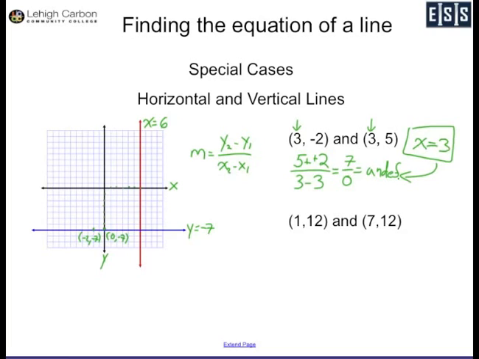So if you remember, slope was rise over run. A vertical line never runs. Its bottom is 0.